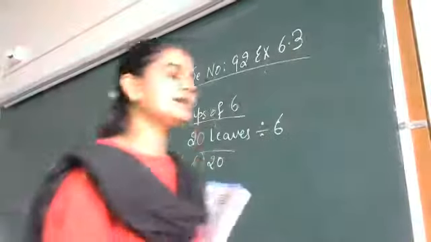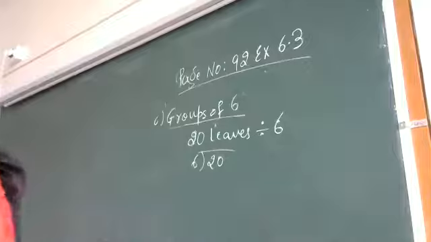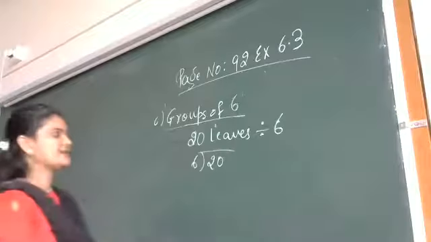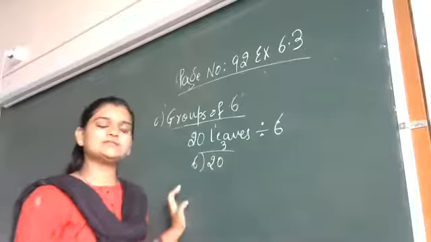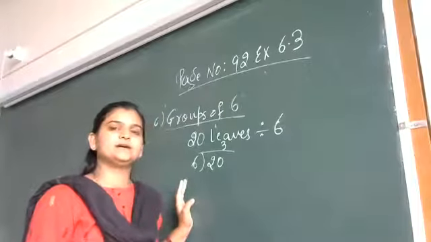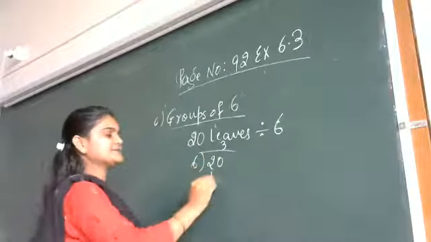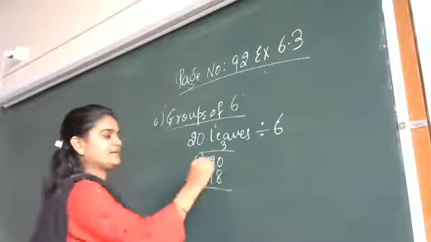Yes. 20 or near 20 in the table of 6? 6 threes are 18. Very good. Others, you all don't know the tables of 6? Yes, 6 threes are 18. Yes, 20 minus 18.